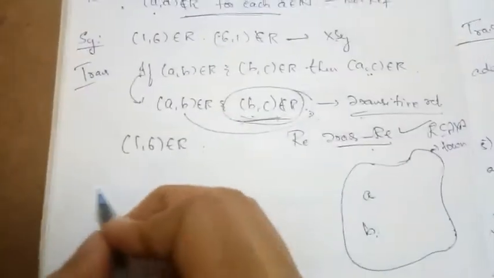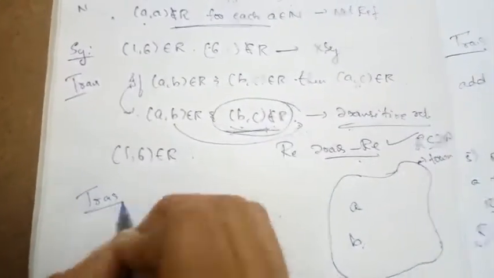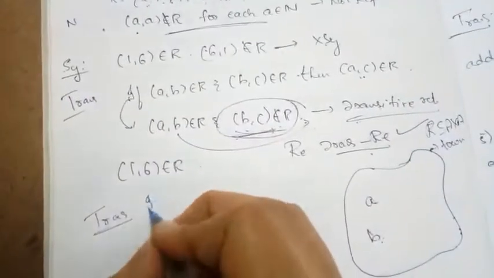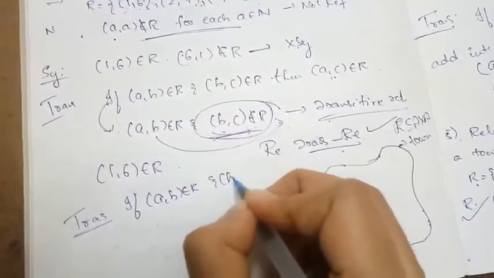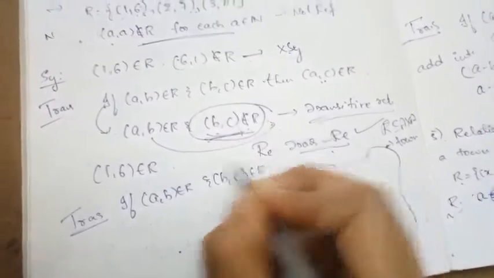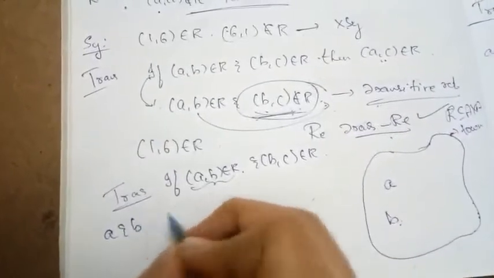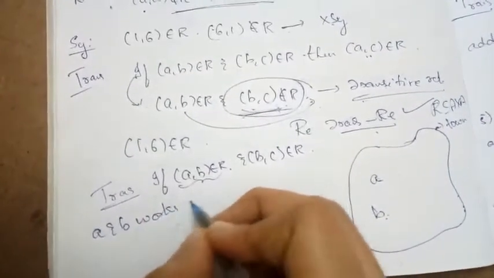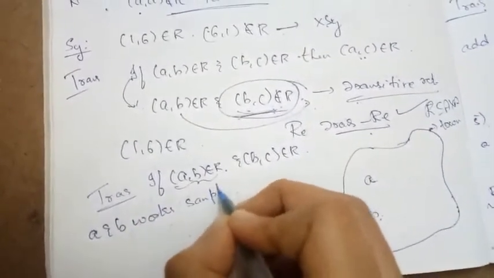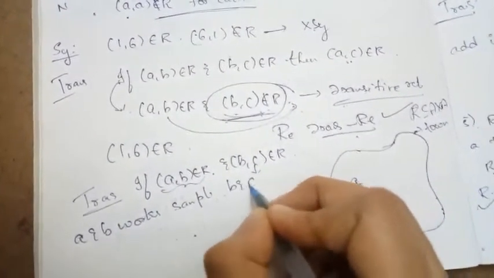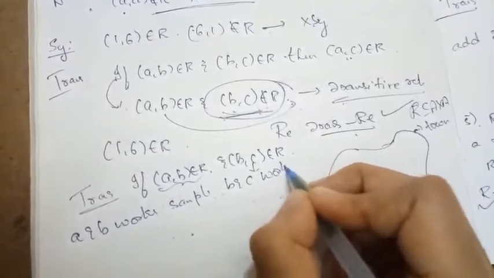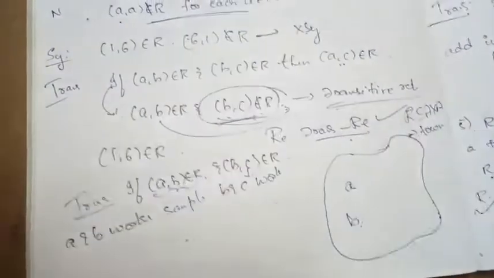Now checking for the transitive relation. What does the transitive relation say? If (a, b) belongs to R and (b, c) belongs to R. If (a, b) belongs to R, here it says a and b work at the same place. Okay. And what does (b, c) say? b and c work at the same place. So a and b work at the same place.